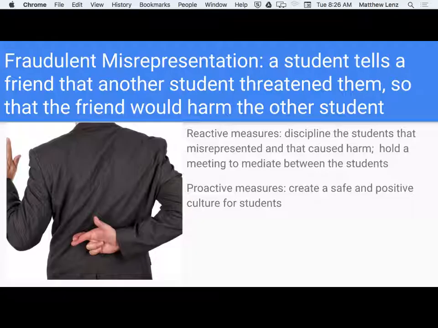Fraudulent misrepresentation. A student tells a friend that another student threatened them, so that friend would harm the other student. Again, we're going to have to discipline both the students that were involved. Now there's going to be tension, so let's mediate between them and make sure that we put the past in the past. But a lot of this is avoided with a safe and positive culture.